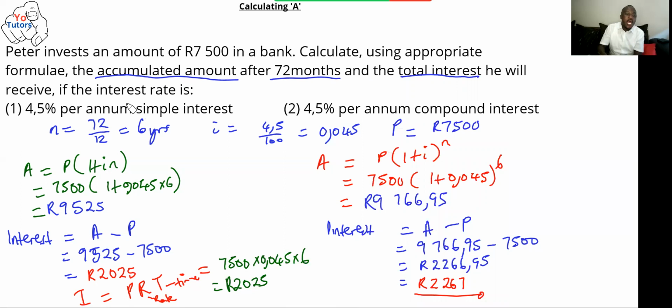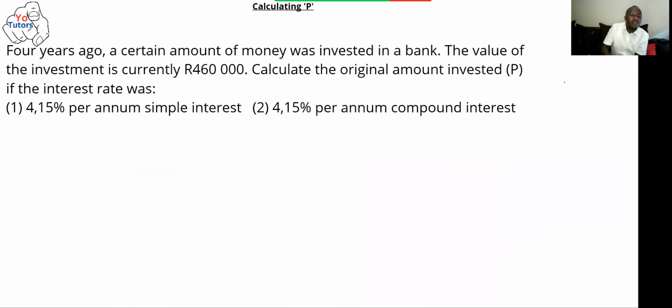Okay, now let's see how you calculate the principal amount. Four years ago, a certain amount of money was invested in a bank. The value of the investment is currently 460,000. Calculate the original amount invested, which is P, if the interest rate is 4.15% per annum simple interest, and 4.15% per annum compound interest. Now, what do we do here?